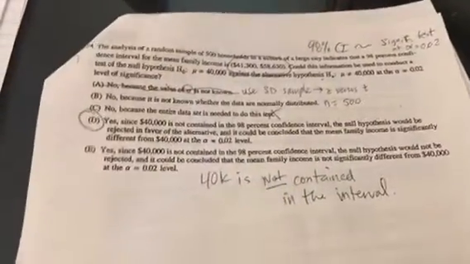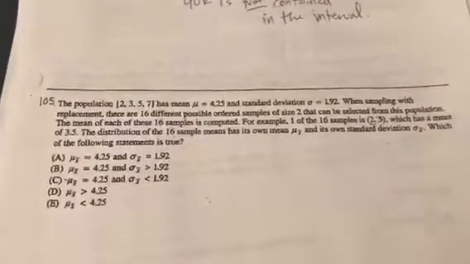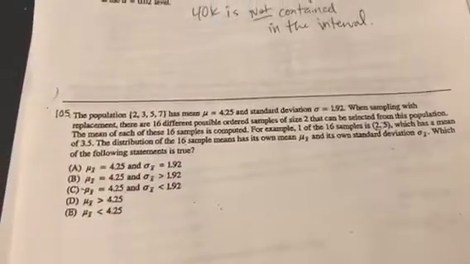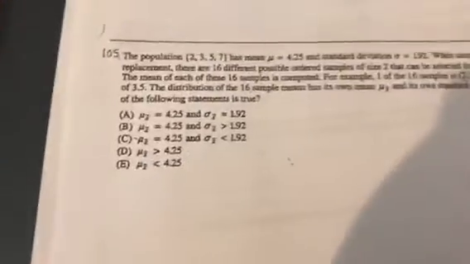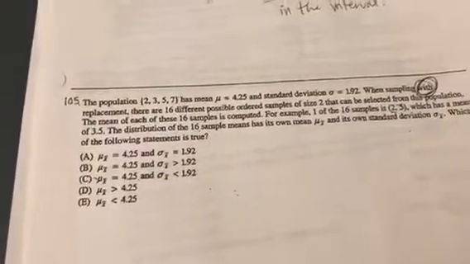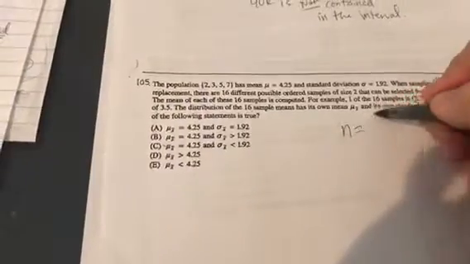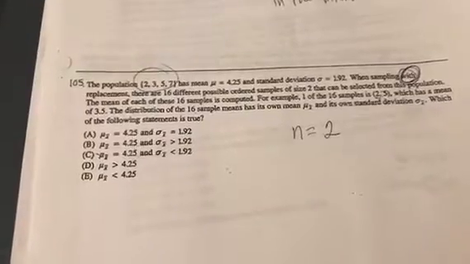Okay, next question. 105: the population 2, 3, 5, and 7 has a mean of 4.25 and a standard deviation of 1.92. When I'm sampling with replacement, there are 16 different possible ordered samples of size 2 that can be selected from this population. So I have a population, which is kind of weird. It's only 4 numbers. And if I take a sample size of 2, can I select that from the population?